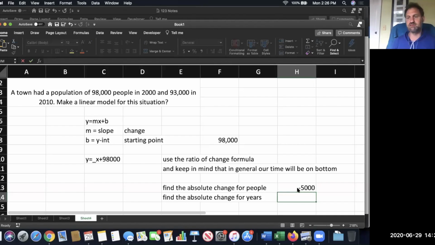Because if you knew, it's not in the formula sheet, I think it's useful for you to keep in mind, like, oh wait, I just did that. I know how to do absolute change, new minus old, boom. Because it's easy to just do 98,000 minus 93,000, but then that messes up your sign. Okay. Absolute change for the years?